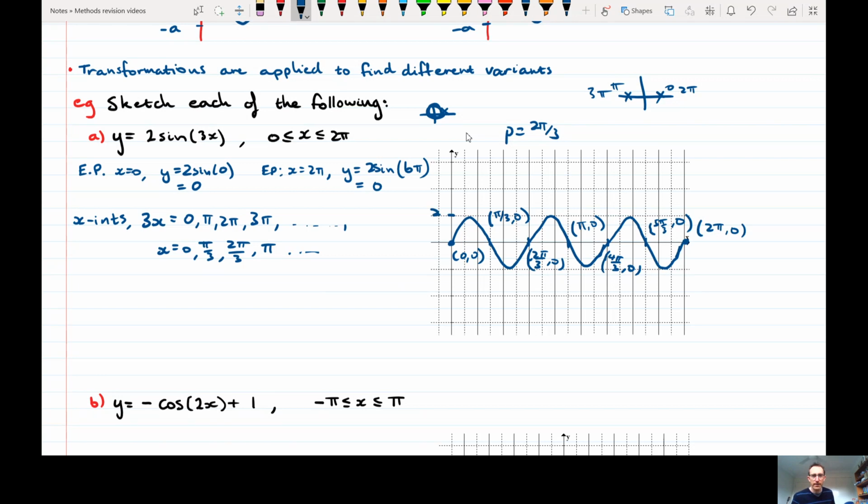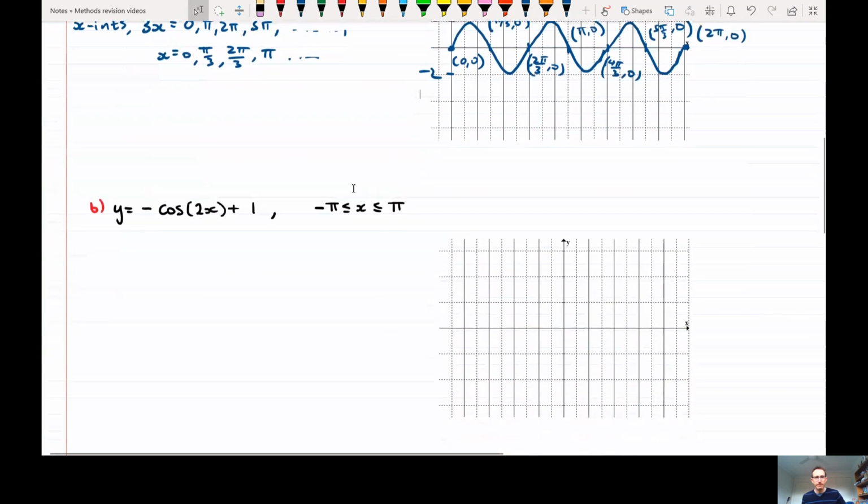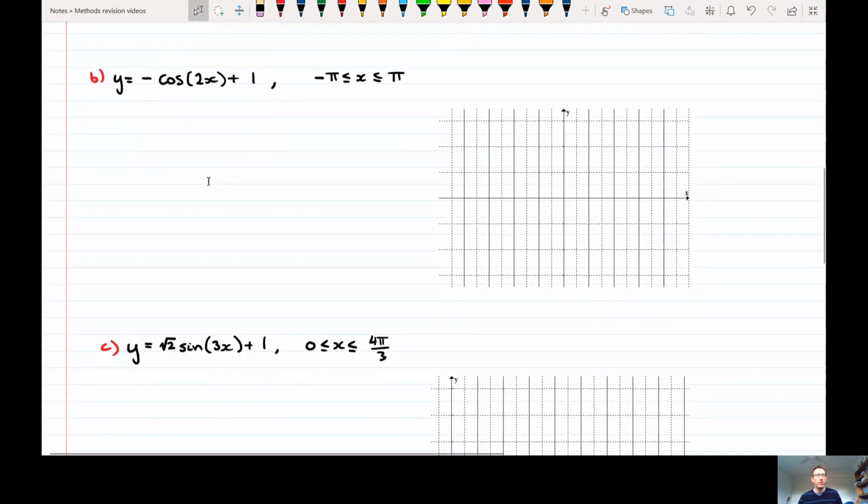I should put a scale there so that it indicates that I know it goes up to 2 and down to -2. Next example, we're going to look at y equals negative cosine 2x plus 1. This one does have a vertical translation. This time we also have a different domain, from negative pi to pi.